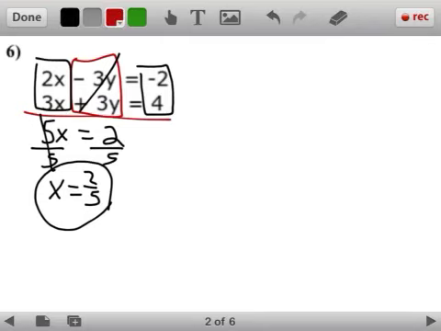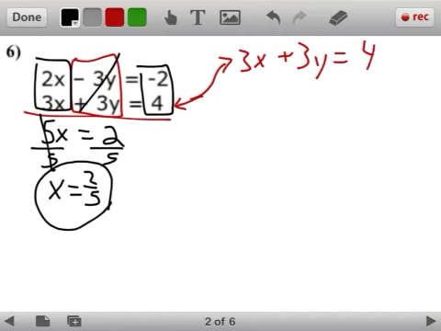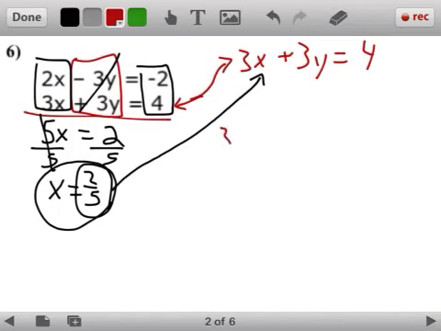Alright? So now I get to use any one of these equations. Let's see which one I think is going to be easiest for me. I'm going to pick the second equation because it's already got a positive y value, and that's what I'm going to try to solve for. So the equation is 3x plus 3y equals 4. And I'm going to take this 2/5 because x equals 2/5, and I'm going to put that in for x.